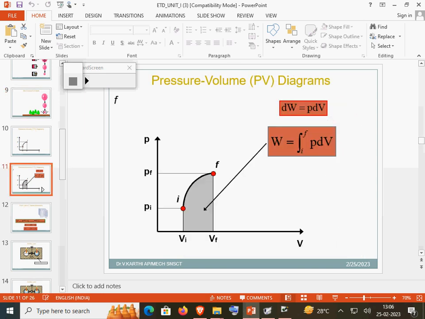Pressure and volume diagrams are another way of representing the thermodynamic process concerning the transformations. We can write dW equal to PdV. The work done is the area under the curve, the gray area.